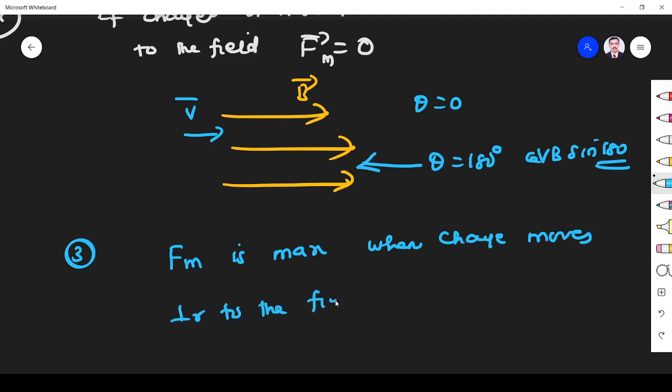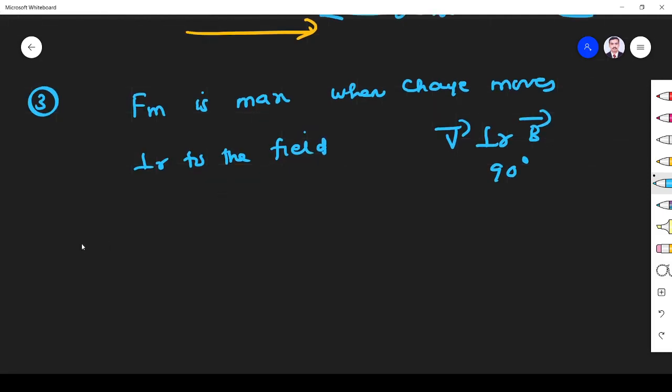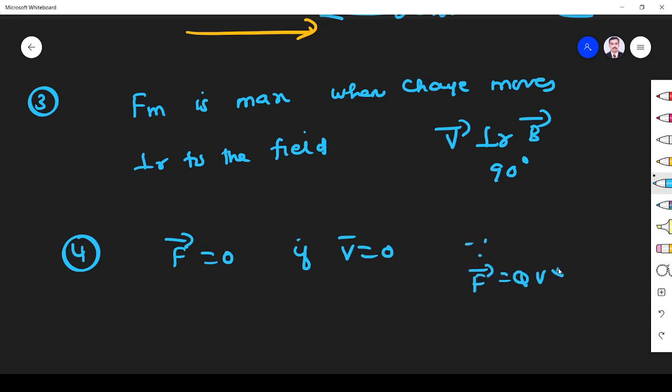When the charge moves perpendicular to the field, the velocity v is perpendicular to B. So the angle is 90 degrees, and sin 90 is 1. That's why the force is maximum when the charge moves perpendicular to the field. Fourth one: F is equal to 0 if v is equal to 0, because F is equal to qvB. If v is 0, F is 0.